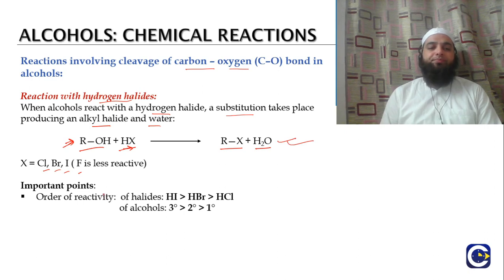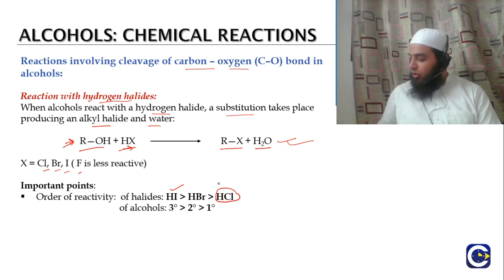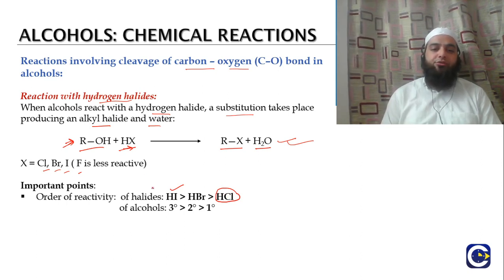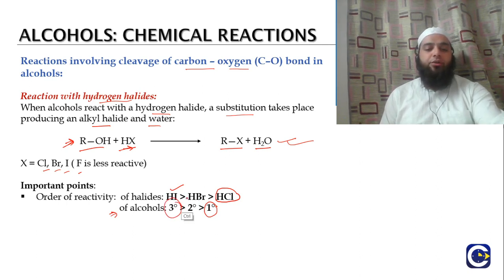So the order of reactivity of hydrogen halides is this. Hydrogen iodide is the most reactive of all hydrogen halides towards the reaction with alcohol, and hydrogen chloride, or hydrochloric acid, by its general name, is the least reactive of all the hydrogen halides. And if we talk about the reactivity order of alcohols, then primary alcohol is least reactive, and tertiary alcohol is most reactive.